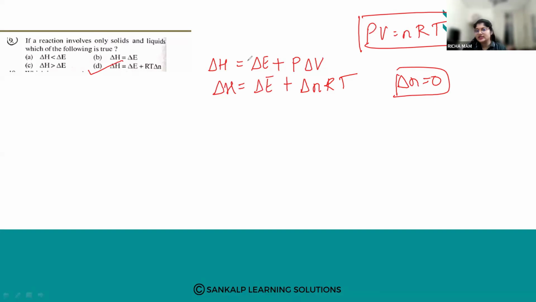So delta H, the change in enthalpy, is equal to delta E plus P delta V. We know that PV is equal to nRT, so after substituting that, we are going to get this. So option number D is the answer. Option number D. Okay, fine.